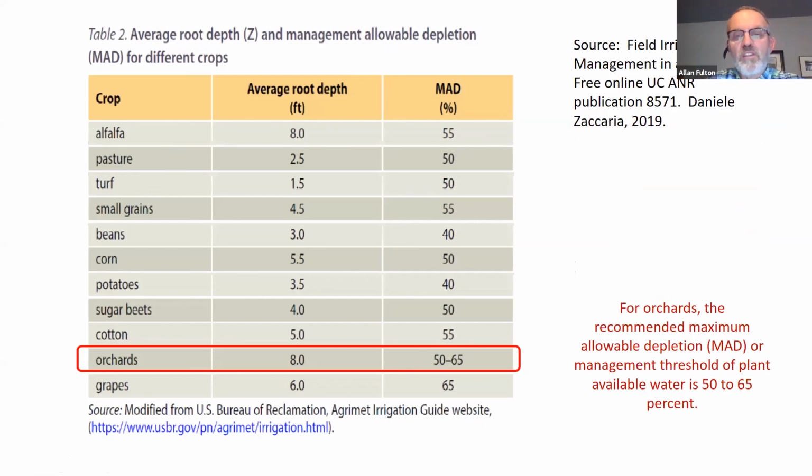To just wrap up with this final slide, this is from a publication. It's UCANR publication 8571, written by statewide extension specialist Daniele Zachariah, titled Irrigation Management in a Nutshell. In this publication, this is a separate source from our field research. They also recommend a 50 to 65% maximum allowable depletion or threshold of your total plant available water to correspond with tree water status levels that would be of concern.